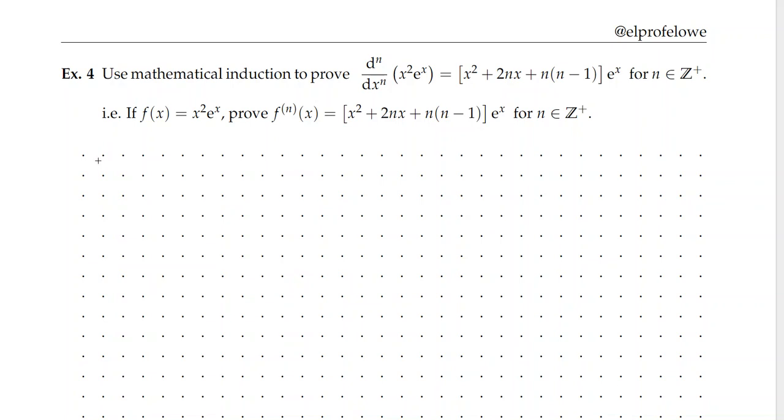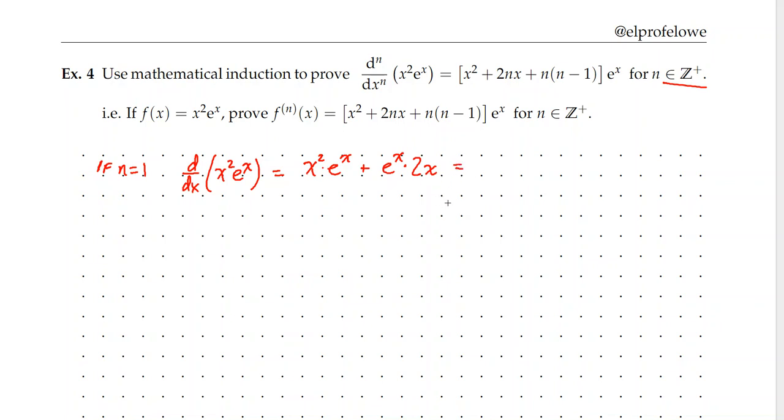Our basis step is if n equals 1, because we're working with positive integers. If n equals 1, our derivative of x squared e to the x is going to be, using the product rule, x squared times e to the x plus e to the x times 2x, right? First times the derivative of the second plus second times the derivative of the first.